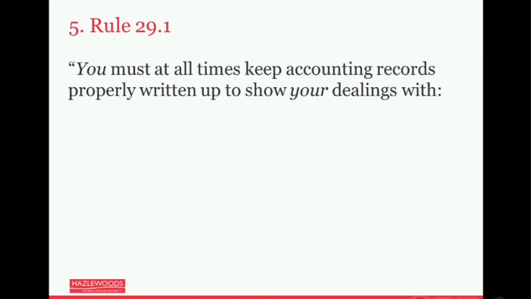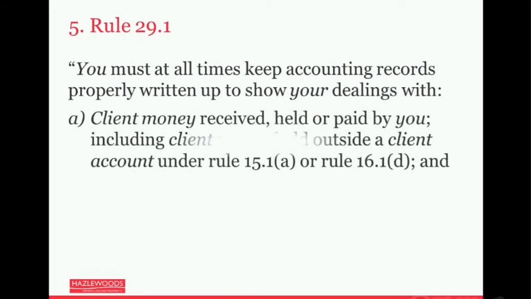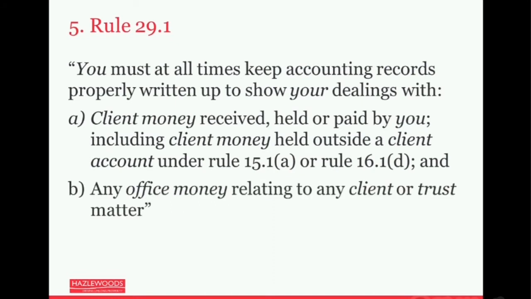Next, we have Rule 29.1, keeping accounting records properly written up. The rules state you must at all times keep accounting records properly written up to show your dealings with client money received, held, or paid by you, including client money held outside a client account under Rule 15.1a or 16.1d, and B, any office money relating to any client or trust matter.